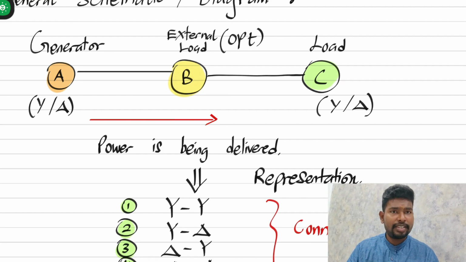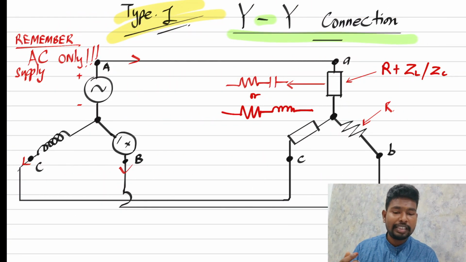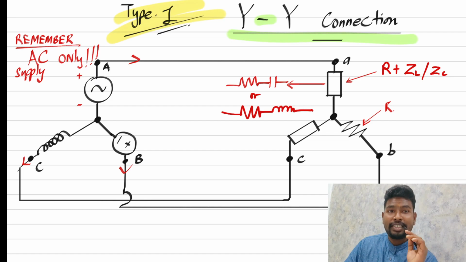So let's look at the first type. Type 1. Here I've drawn the star-star connected three-phase system, or YY. It's the same way of saying it. Remember, we should only consider AC supply in the case of a three-phase system. There's no DC three-phase system. So, AC three-phase system.